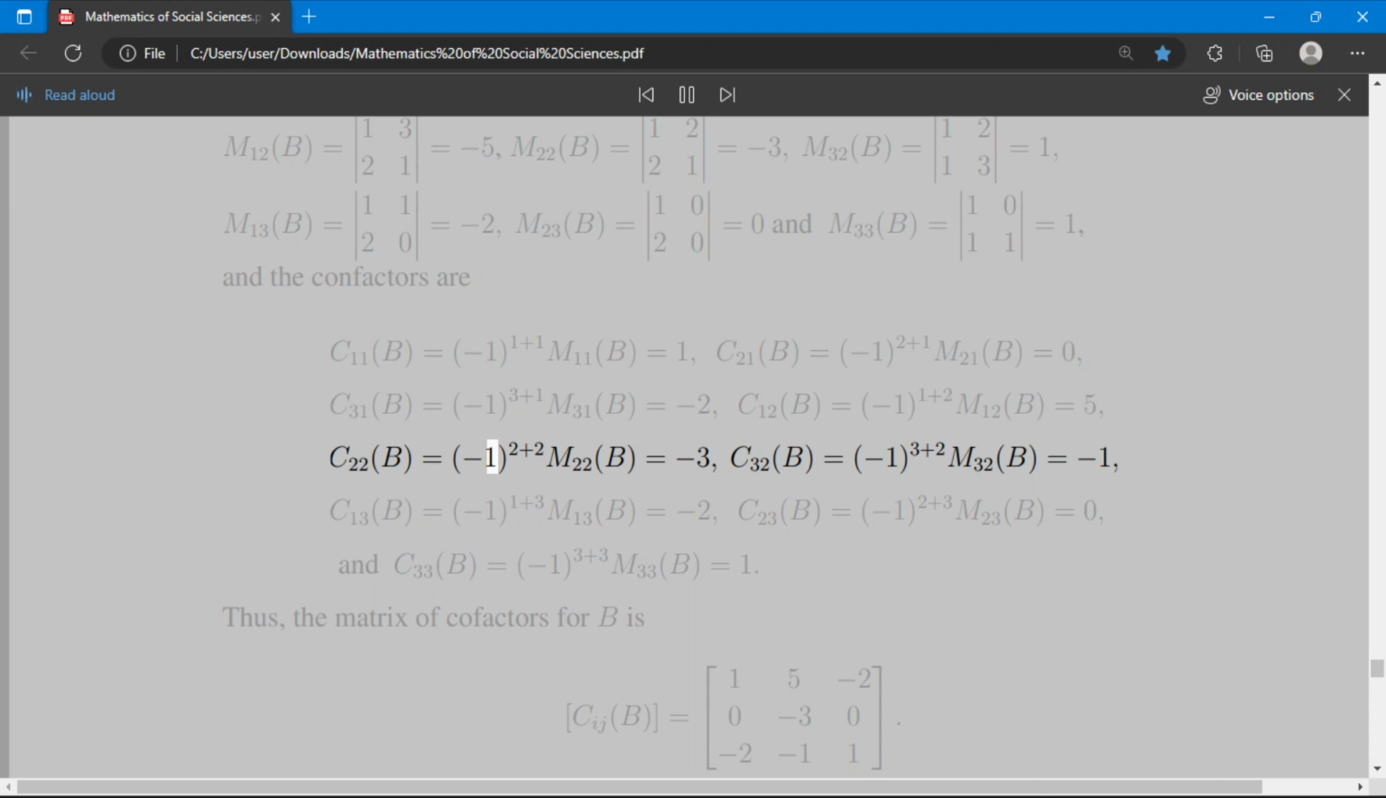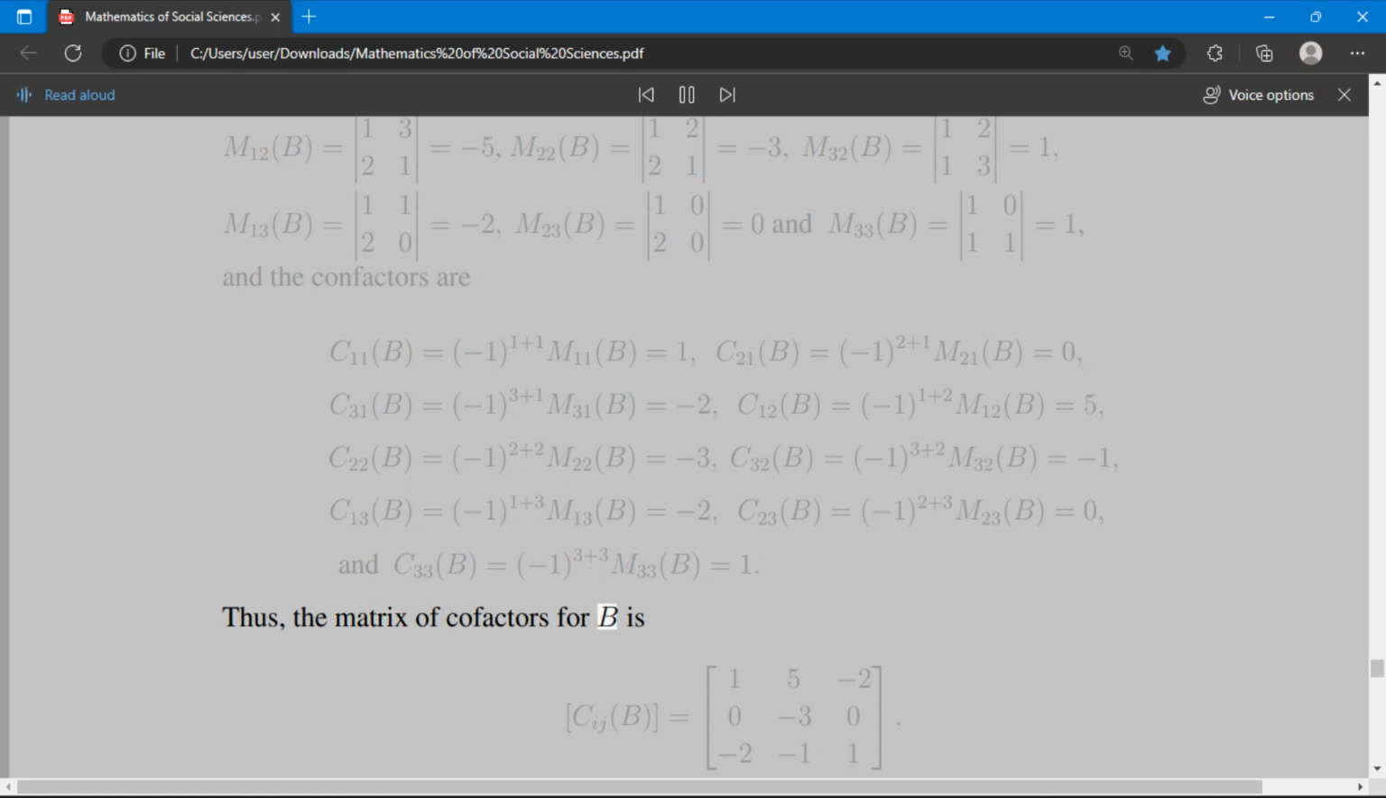C22(B) = (-1)^(2+2) M22(B) = -3, C32(B) = (-1)^(3+2) M32(B) = -1, C13(B) = (-1)^(1+3) M13(B) = -2, C23(B) = (-1)^(2+3) M23(B) = 0, and C33(B) = (-1)^(3+3) M33(B) = 1.